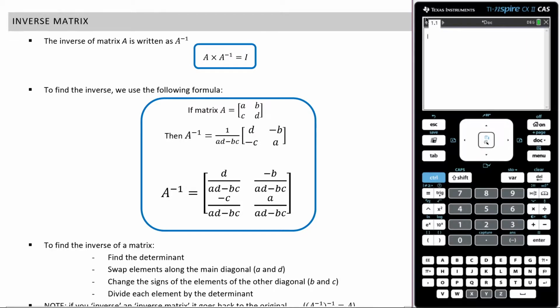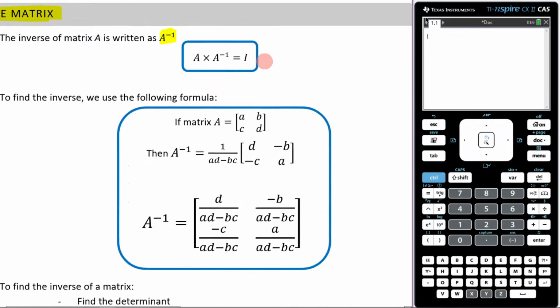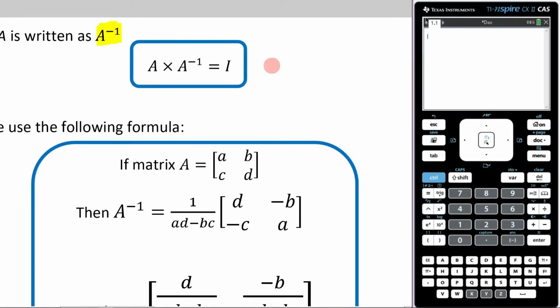We are now finally going to learn how to find the inverse matrix. Okay, the inverse of matrix A is written as this. So as you can see, it looks like A is raised to the power of -1 here. And let's look here. What does the inverse actually do? Well, A times the inverse is equal to the identity matrix.